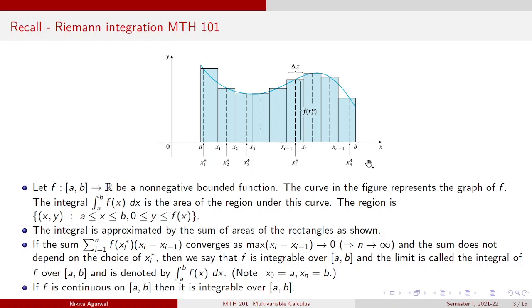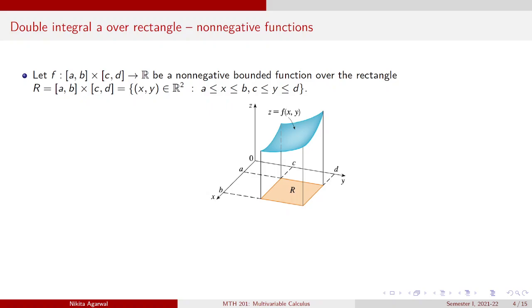Okay. And this is a major result, that if you have a continuous function on the closed interval [a, b], then it is integrable over [a, b]. Okay. So this holds true for a continuous function on [a, b]. And also we know that if it is continuous on [a, b] except for finitely many points, then also it is integrable. That is also one of the results you should have seen in MTH 101.